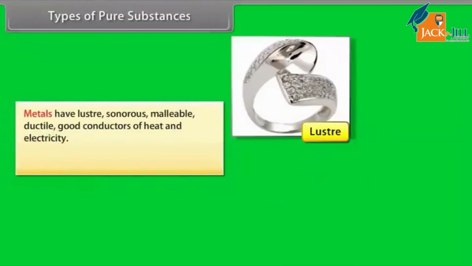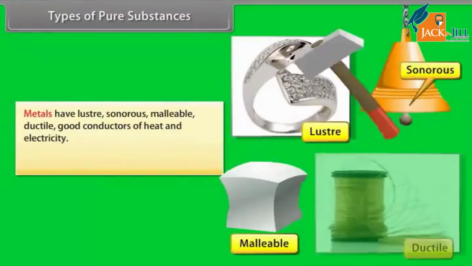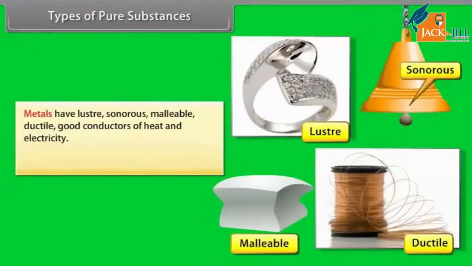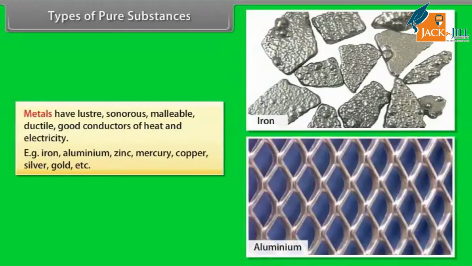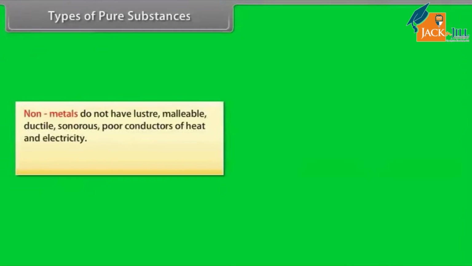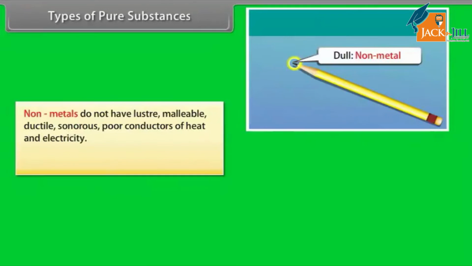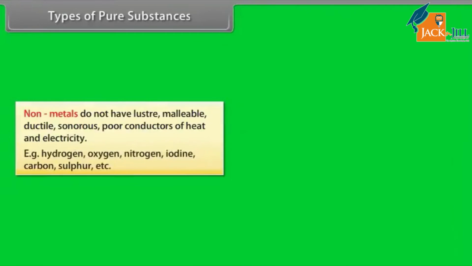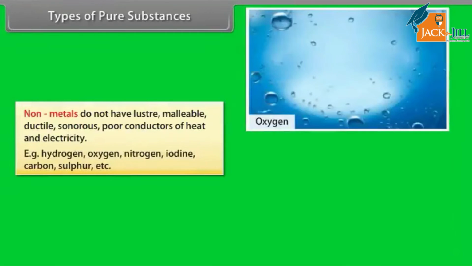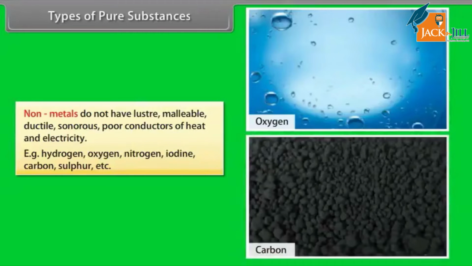Metals have luster, are sonorous, malleable, ductile, and good conductors of heat and electricity. Examples: iron, aluminium, zinc, mercury, copper, silver, gold, etc. Non-metals do not have luster, malleability, or ductility, are not sonorous, and are poor conductors of heat and electricity. For example, hydrogen, oxygen, nitrogen, iodine, carbon, sulfur, etc.